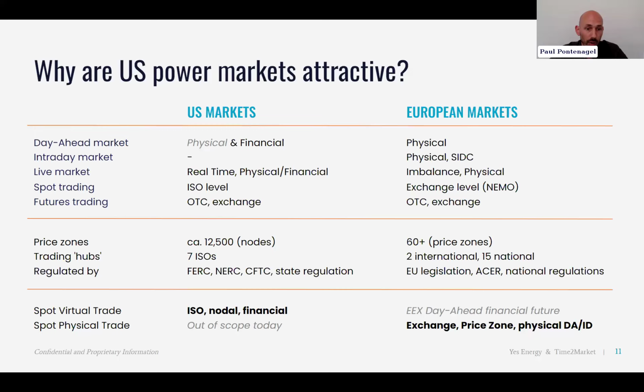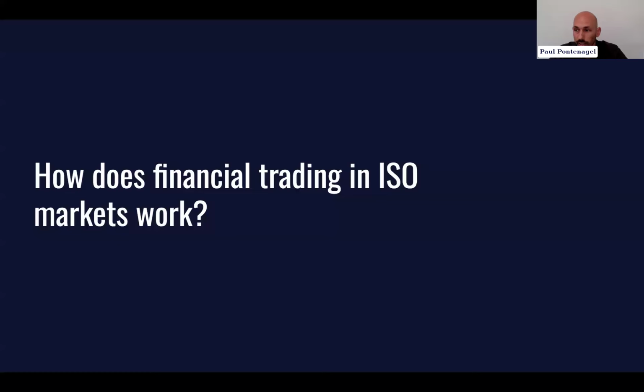So as a summary, a spot virtual trade in the US market is done at the ISO. It is a trade on a nodal level, and it's a financial or virtual trade. There are physical trades as well, which will affect the price, but that's not the scope of today. When we look at the European markets, as a conclusion, a spot virtual trade doesn't really exist apart from your EEX day ahead financial future, which does not change the price of the physical market. And a spot physical trade, that's your typical European trade. It's done at an exchange, within a country, a specific pricing of a country, and it will be a physical position, leading potentially to a physical imbalance. That is a short intro there.